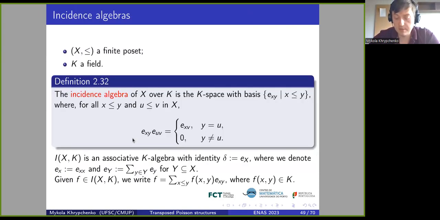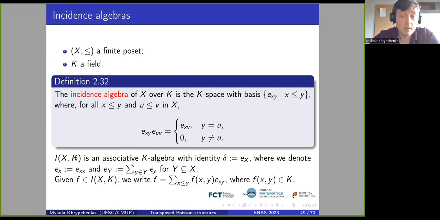Now let us pass to the case of incidence algebras, where maybe the description is more complicated than in the previous cases. I will work only with finite posets. I always work with fields of characteristic 0, but to define a Lie algebra, I do not need the characteristic. So for a finite poset, the algebra can be defined as just the semigroup algebra of the following semigroup. I consider the ordered pairs (x, y), and I multiply them as follows. I can just glue them if it's possible, otherwise the product is 0.